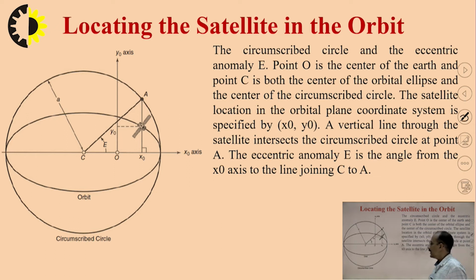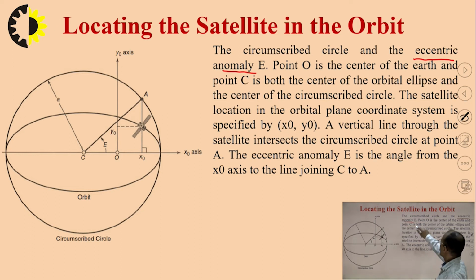Now here you can see a circumscribed circle and the eccentric anomaly E. Here a new picture is coming, that is eccentric anomaly. All these definitions you have to remember for your exam, because in exams they sometimes ask definition questions, such as what is apogee, what is perigee, what is eccentric anomaly, what is true anomaly. So always point out and read these points, and remember them for the exam answer.